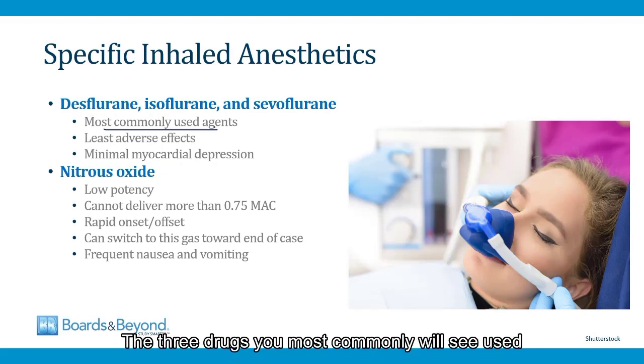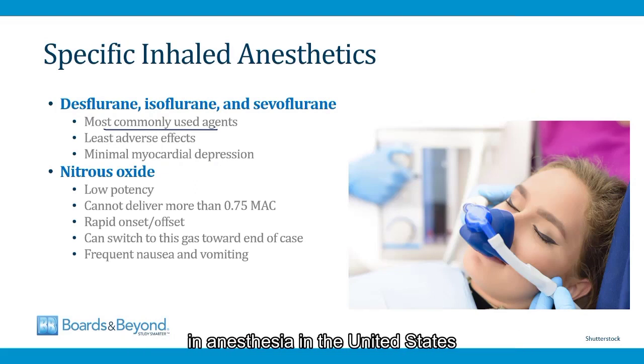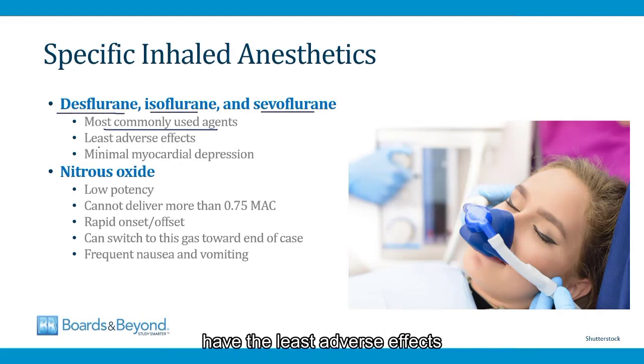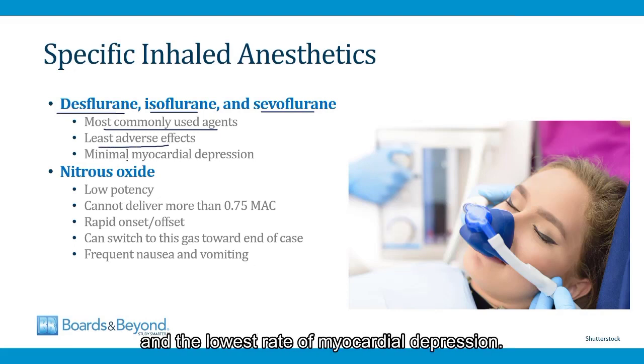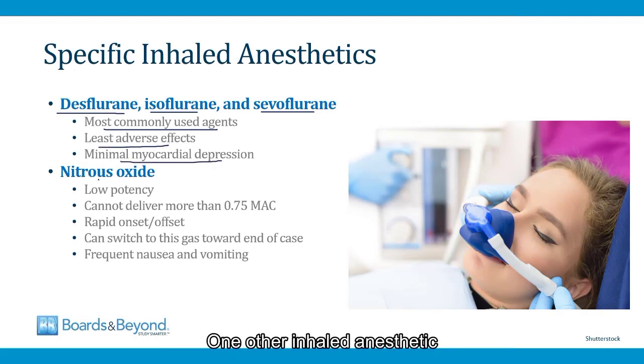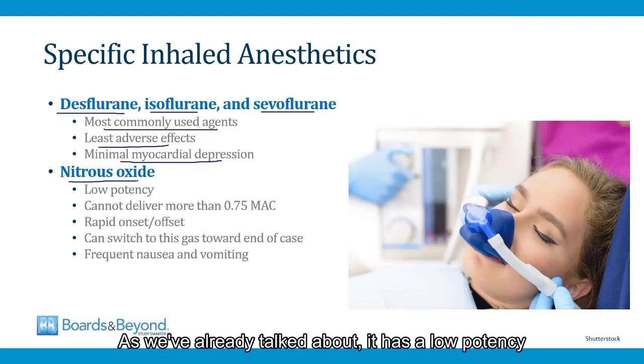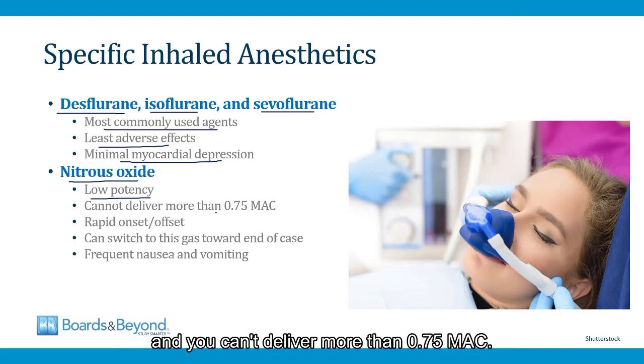So that's a nice segue into talking about the most commonly used inhaled general anesthetics. The 3 drugs you most commonly will see used in anesthesia in the United States are desflurane, isoflurane, and sevoflurane, and that's because these 3 drugs have the least adverse effects and the lowest rate of myocardial depression. One other inhaled anesthetic that you will sometimes see used is nitrous oxide. As we've already talked about, it has a low potency, and you can't deliver more than 0.75 MAC.